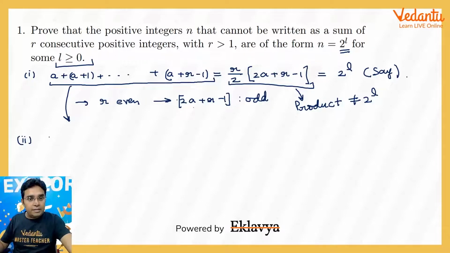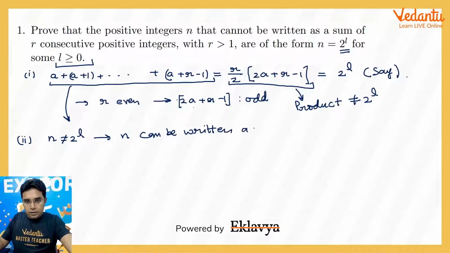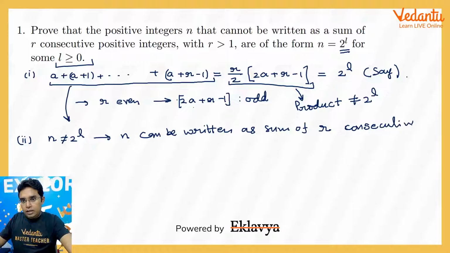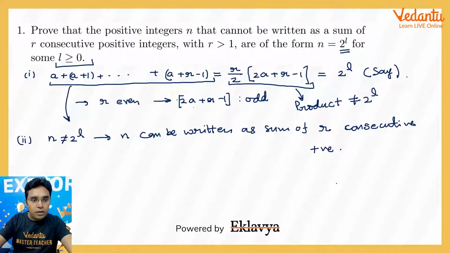Like if I take some number n not equal to 2 power l, then I will prove that n can be written as a sum of r consecutive positive integers. Let us see how we can do that. Let me do it on the next slide.